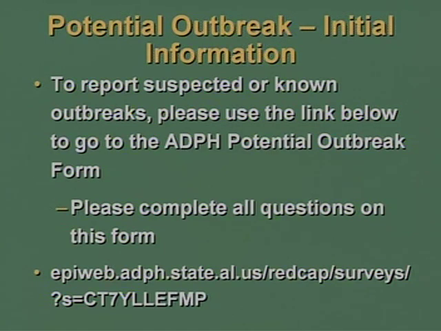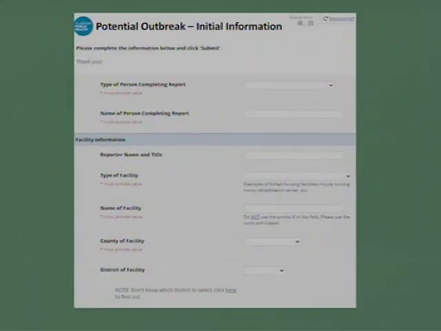And in this form, the type of person completing the form, you would be considered a non-health department personnel. And the type of facility would be school and daycare. Now, it asks about the district of the facility. So if you do not know what district your county is in, there's a link and it'll bring you to that district investigator map for you to determine what county and what district that you're in.